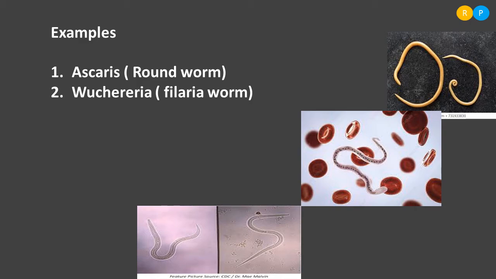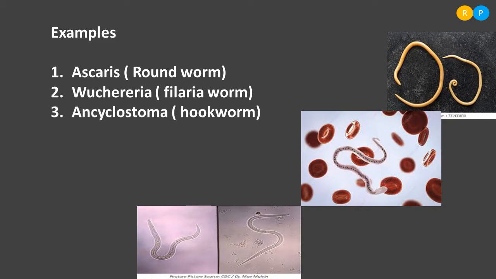The next example is Wuchereria. It is called a filarial worm. This filarial worm also comes under the Aschelminthes category. It causes a disease called elephantiasis. The second diagram you are observing here on the screen is Wuchereria. This is one more roundworm.